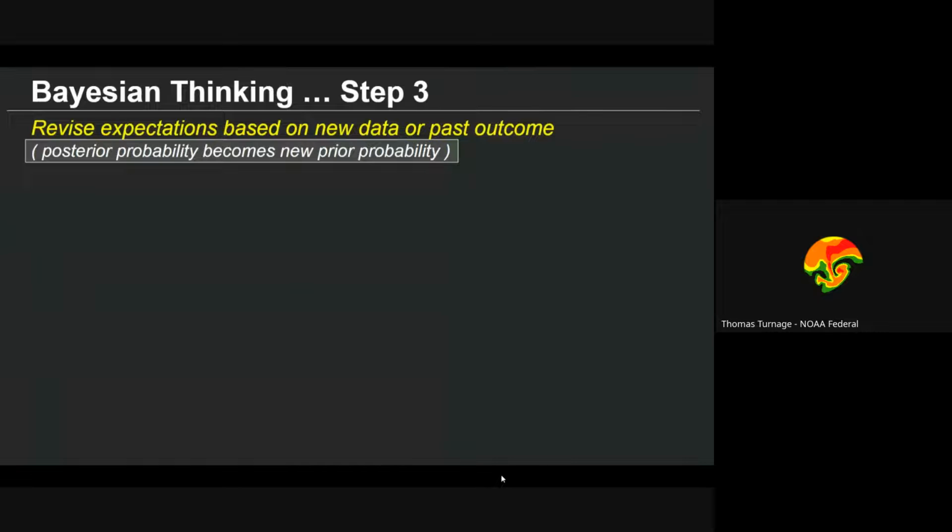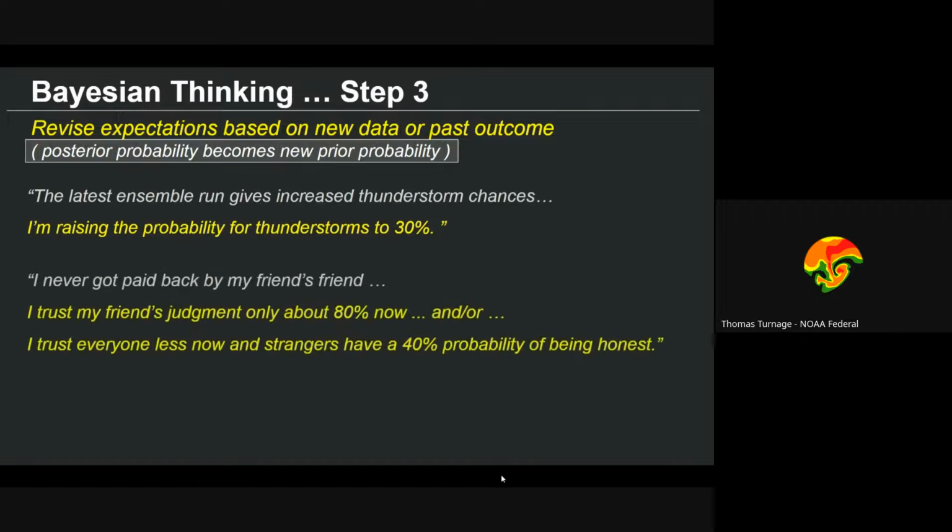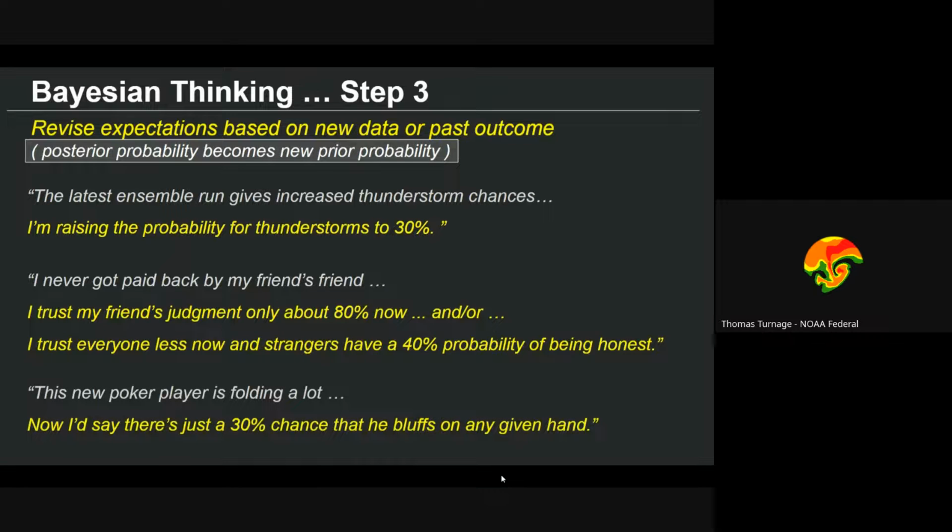Then the final step is you'll revise your expectations based on the new data or past outcomes. So going back to these examples that I was talking about earlier, let's say the model guidance is continuing to really be pretty aggressive for thunderstorm chances, even in a climatologically rare setup. So maybe you'll raise the POPs now to 30% probability for thunderstorms.